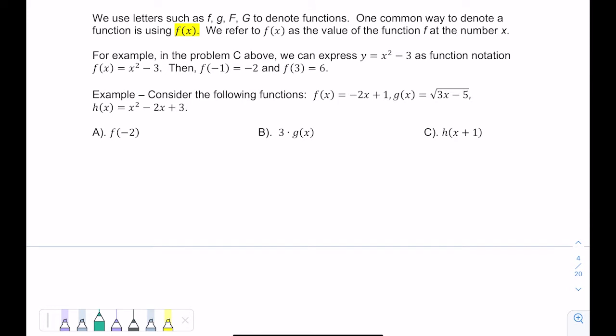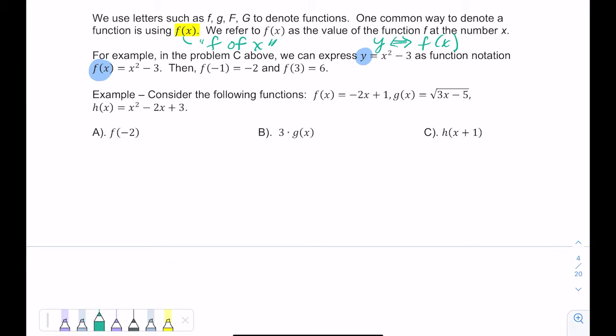Another way to represent functions is using symbols. One of the symbols we use is this f with the x in parentheses, and this is read f of x. So it's the value of the function f at the number x. So if we were to take an equation, let's say y equals x squared minus 3, if I replace y with f of x, they're the same exact thing, right? y is f of x. They're the same thing. This is just saying, what's the y value if I tell you what the x value is?